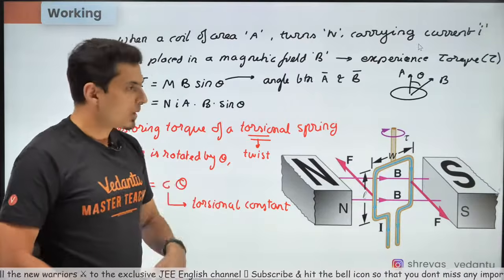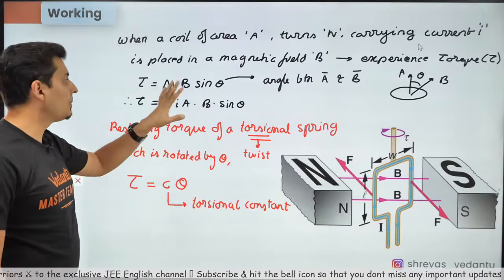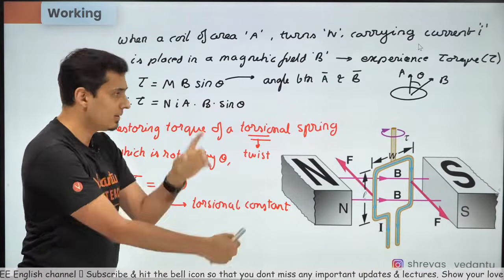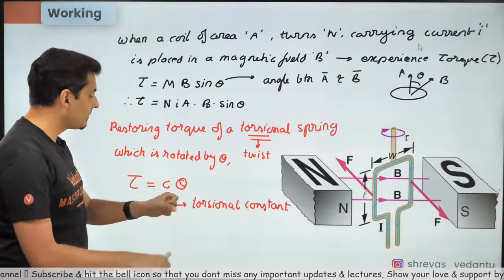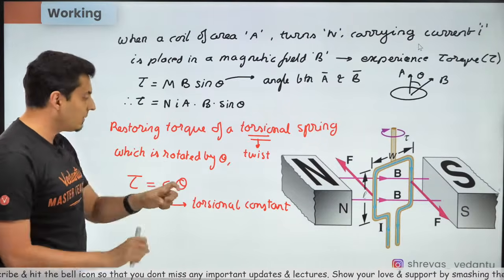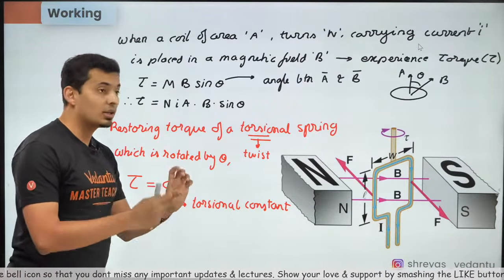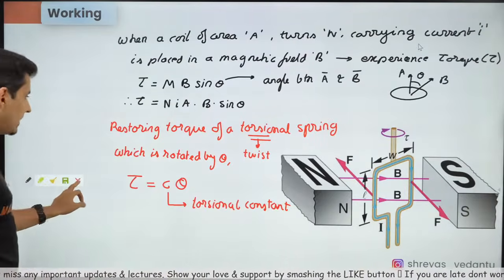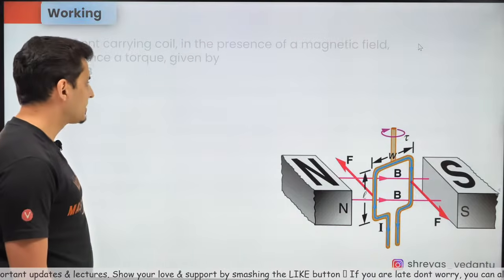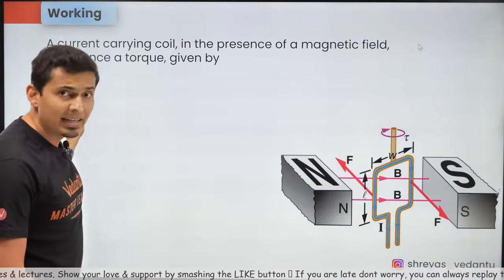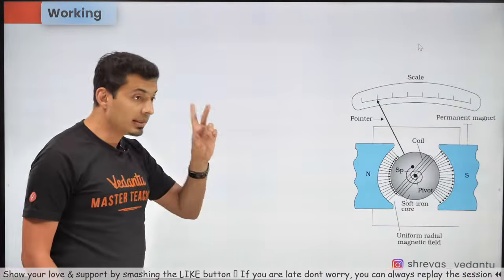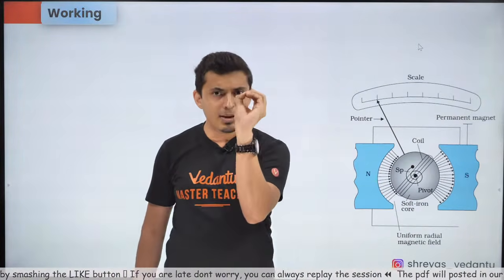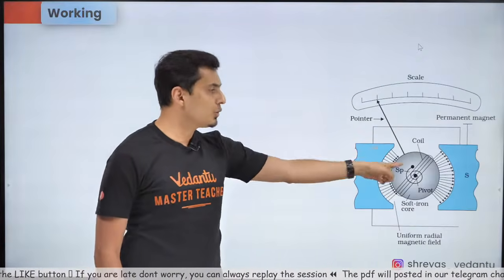Okay, so two concepts. First concept, the torque due to the magnetic field is NIAB sine theta. Theta is the angle between the area vector and the magnetic field vector. And when you twist a spring, the torque to restore it back is given by C theta. What is C? The torsional constant. Every spring has a torsional constant. Keep this in mind. Alright, having said this, let's move ahead. And all of this you will get in the PDF as well. Don't worry.